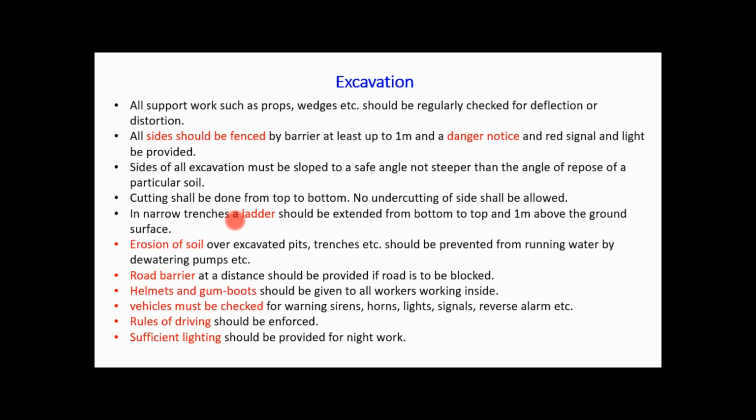So in narrow trenches, a ladder should be extended from bottom to top and 1 meter above the ground surface. So erosion of soil, over excavated pits, trenches should be prevented from running water by dewatering pumps. Road barrier at a distance should be provided if road is to be blocked. Helmets and gumboots should be given to all workers working inside. Vehicle must be checked for warning sirens, horns, lights, signals, reverse alarm, etc. Rules of driving should be enforced. Sufficient lighting should be provided for night work. So these are the various guidelines for the excavation activity.